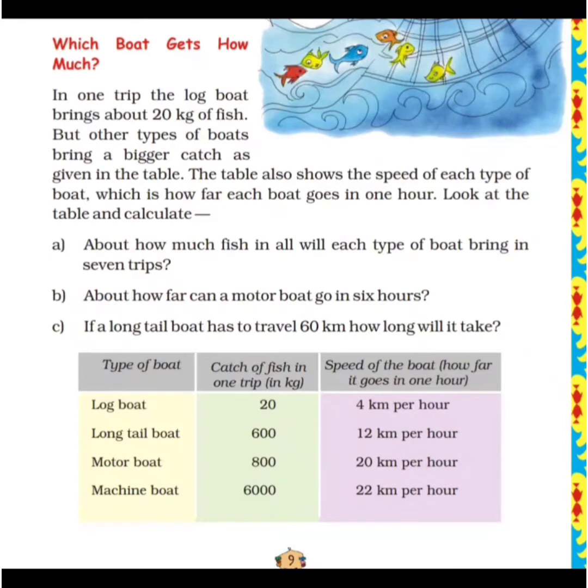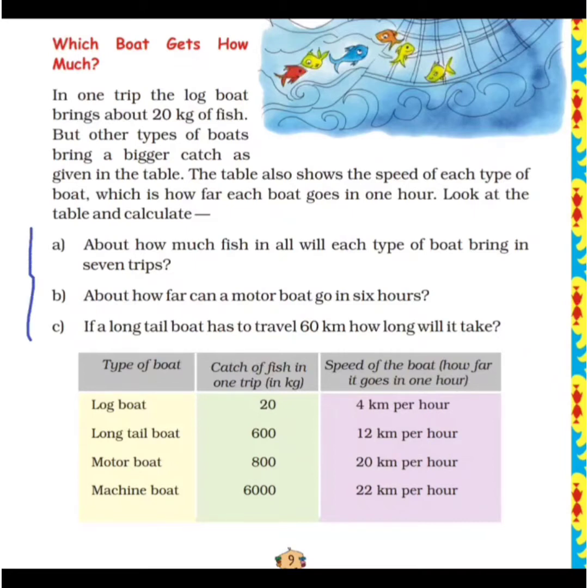In one trip, the log boat brings about 20 kg of fish. Remember this? This is the quantity of fish, 20 kg by one trip. But other types of boats bring a bigger catch as given in the table. The table also shows the speed of each type of boat, which is how far each boat goes in 1 hour. Look at the table and calculate.